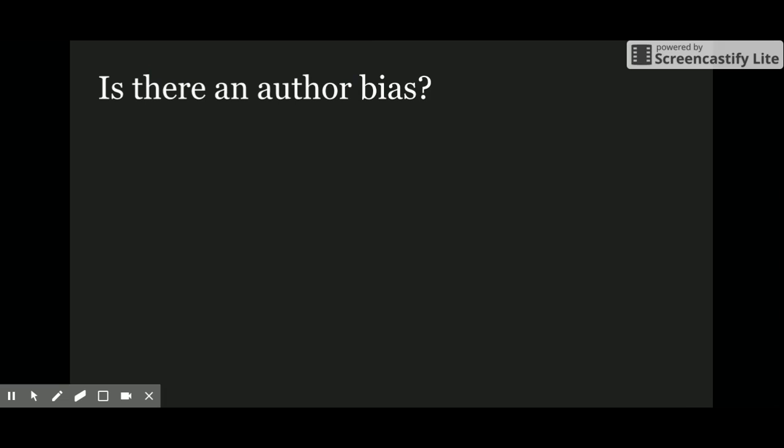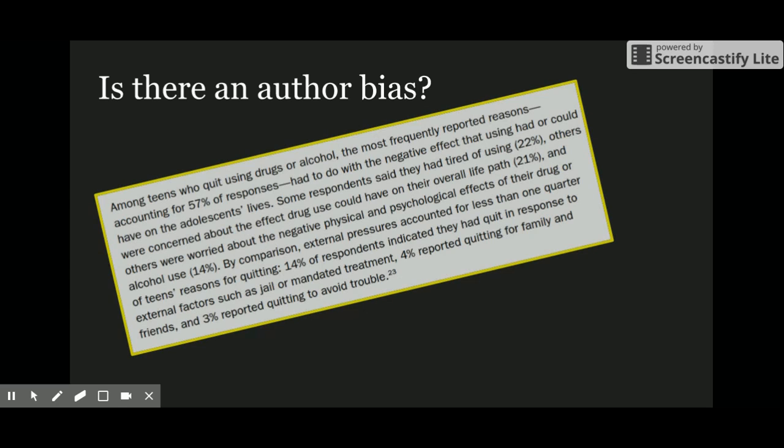Now we need to look and find out if there is an author bias. This means, does the author's opinions get in the way of the information that they are presenting? When analyzing our sources, we can ask ourselves, is the language free of emotion? What is the purpose of the site or article? To inform or spread an agenda? And why did the author write this article?